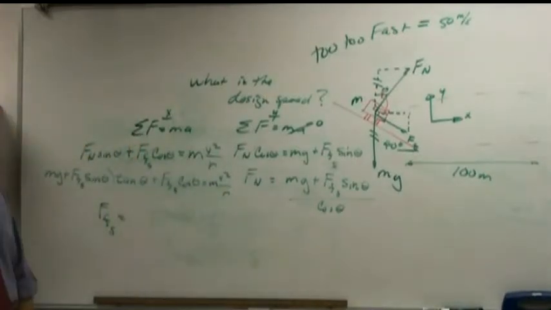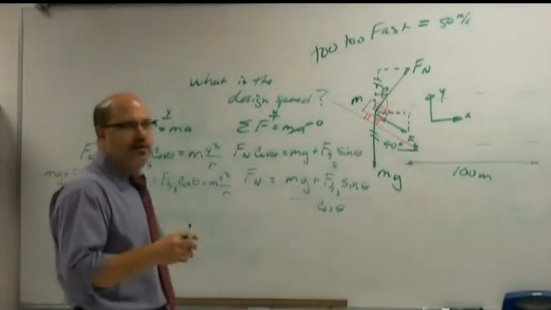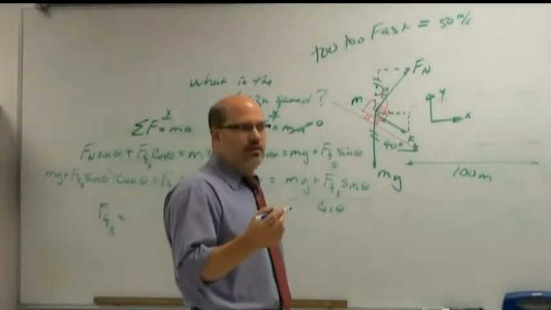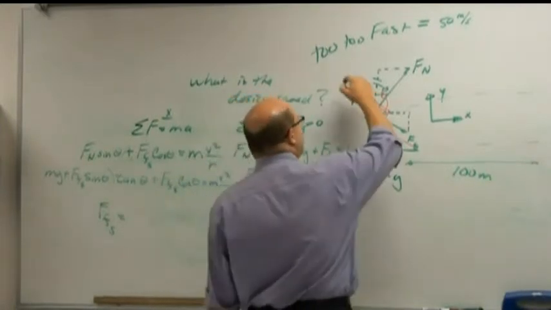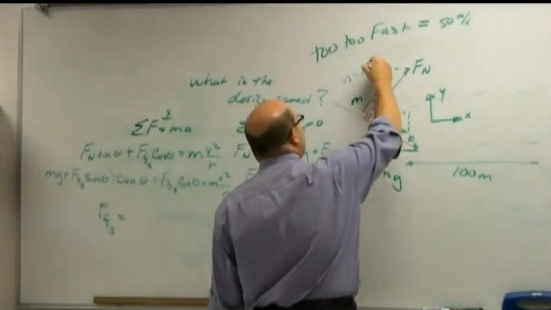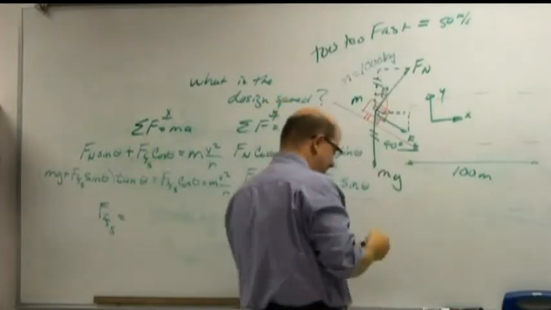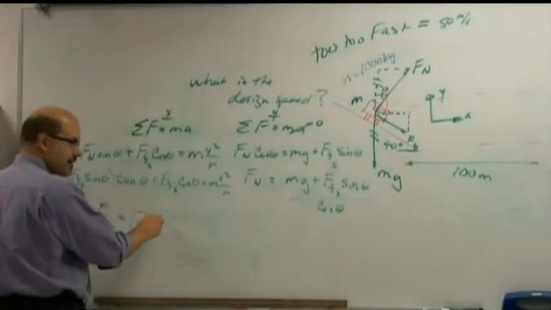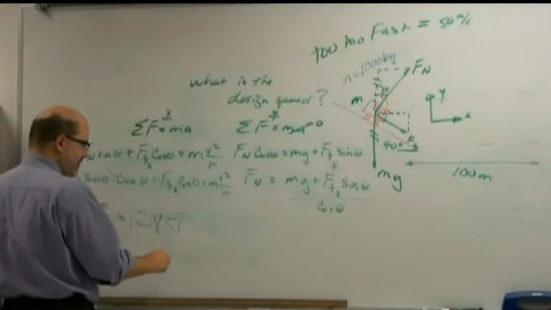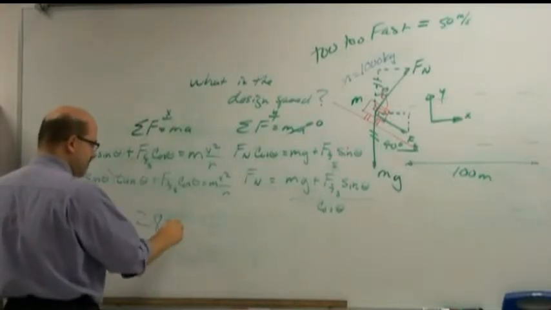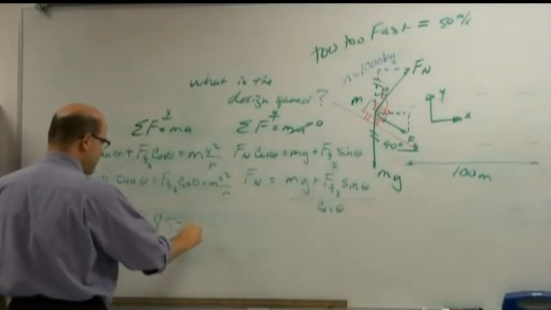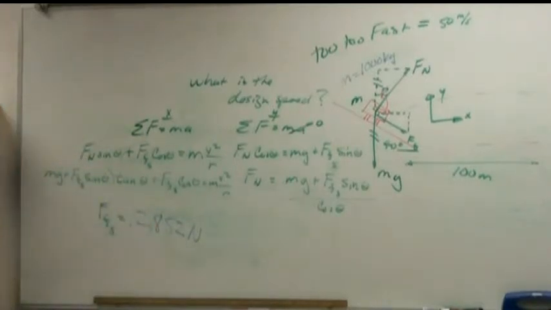Let's see, what's a car weigh? About a ton? Let's make the mass of our vehicle 1,000 kilograms. Okay, we would need 12,852 newtons of force. Is that correct? Yeah, frictional force. I think we're gonna die.